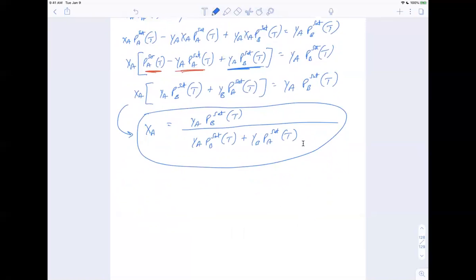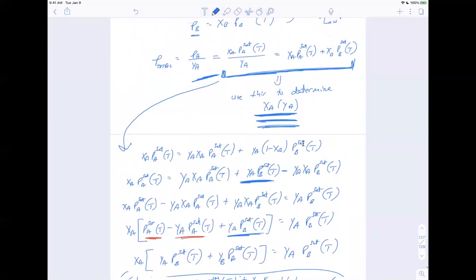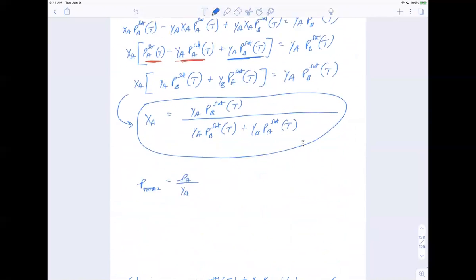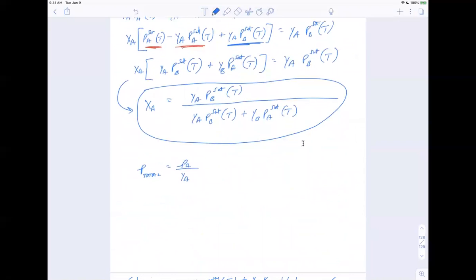So now we go back to our expression for the total pressure, P total. We can write this as the partial pressure of A over ya. Recall for an ideal gas, the partial pressure is just the mole fraction of A times P total. So if we multiply both sides of this by ya, we get our expression for the ideal gas, which is given right here. All I did here was isolate P total by dividing through by ya. And we know what PA is from Raoult's law: PA is just xa times PA sat of T, divided by ya.